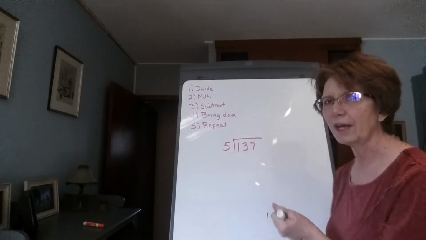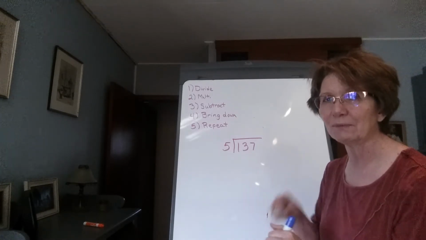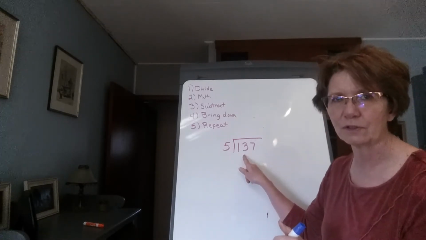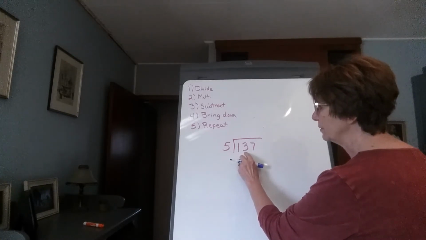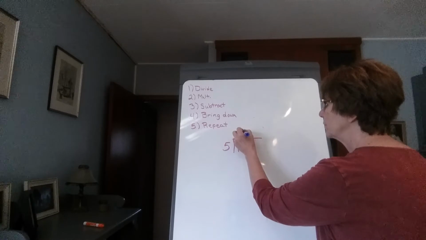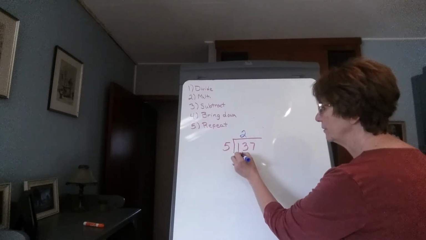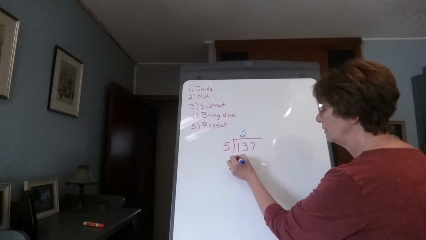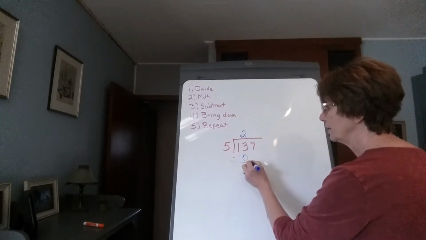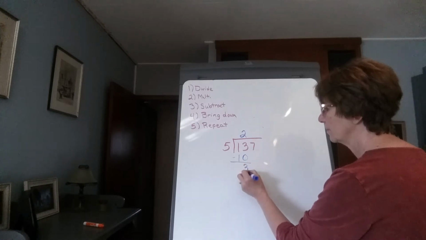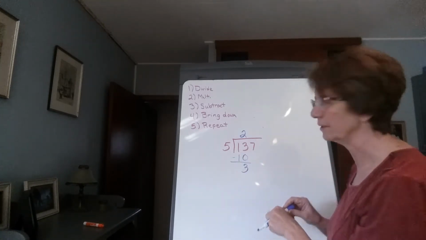13 goes into 5 2 times, right? 5 times 2 is 10, but 5 times 3 is 15, and 15 is too high. So above the last number you use, which is a 3, you put your 2. Okay. 5 times 2 is 10. We just multiplied. Subtract. You can put the 0 there if you want to. It's kind of distracting if you do.